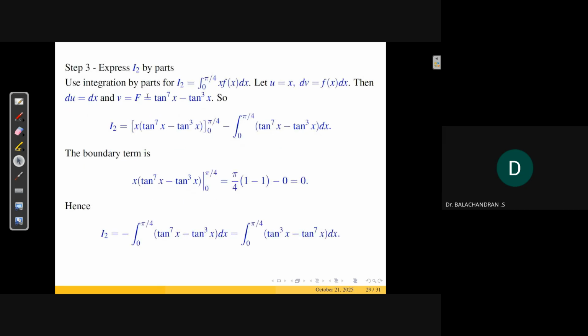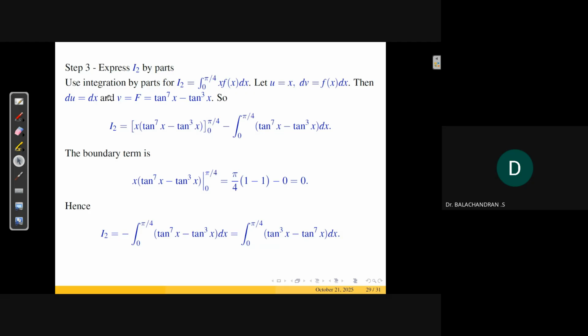Next I am going to calculate I2. For I2 I am going to use integration by parts. I2 is the integral from 0 to pi by 4 of x into f of x dx. I will take u equal to x and dv equal to f of x dx. Integral u dv is equal to uv minus integral v du.